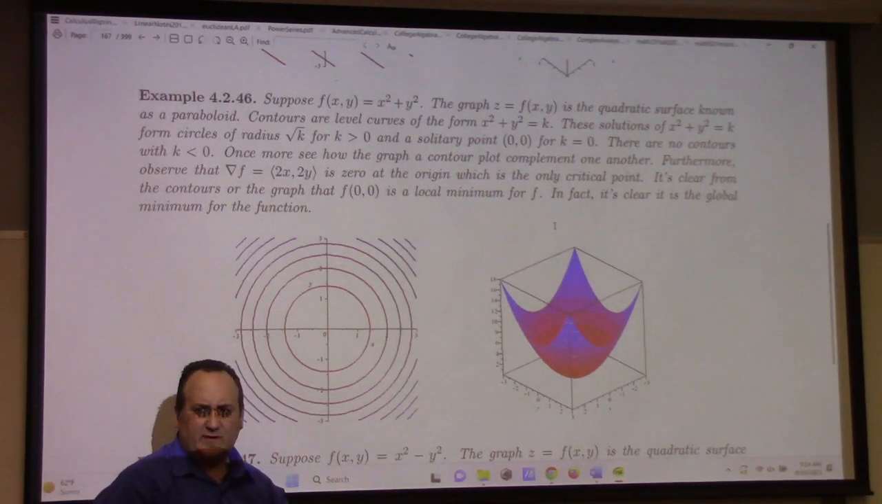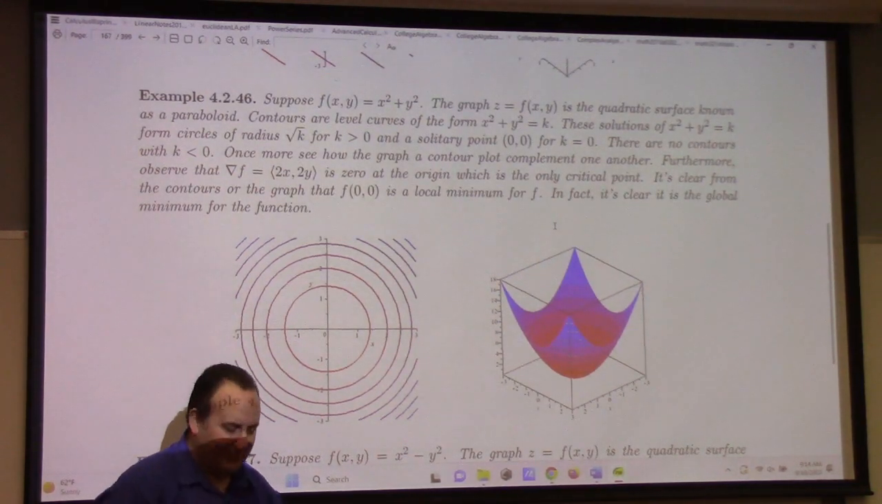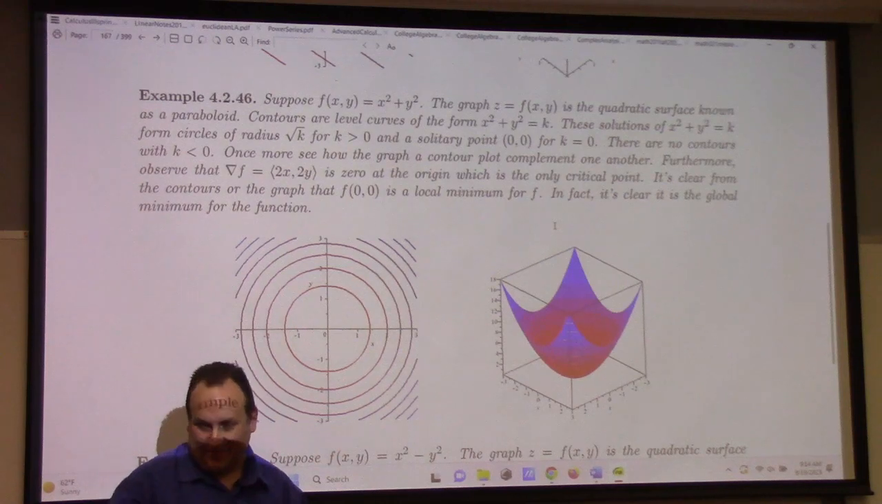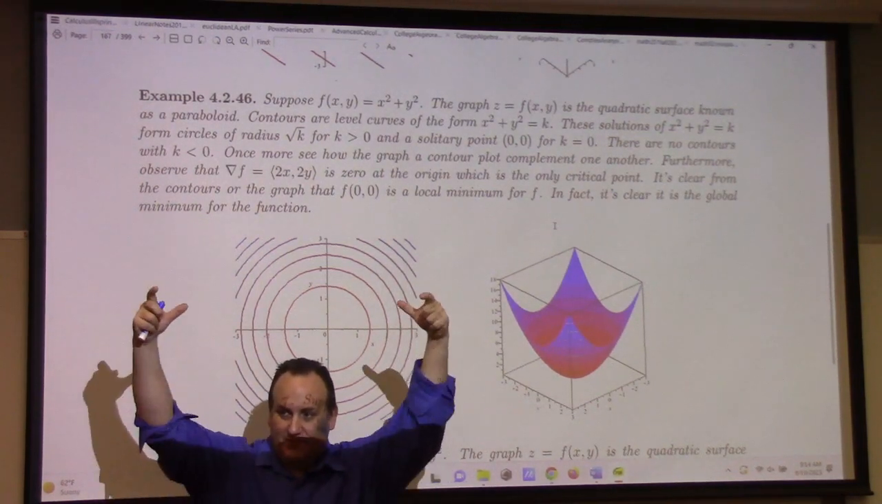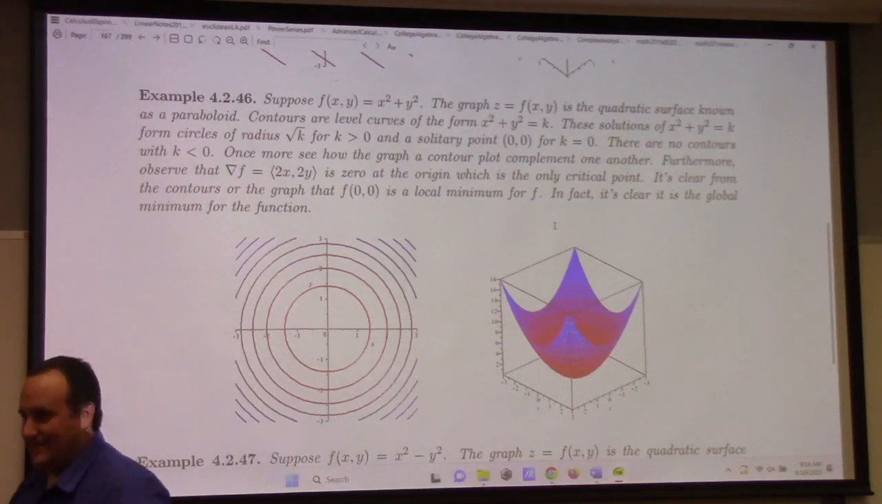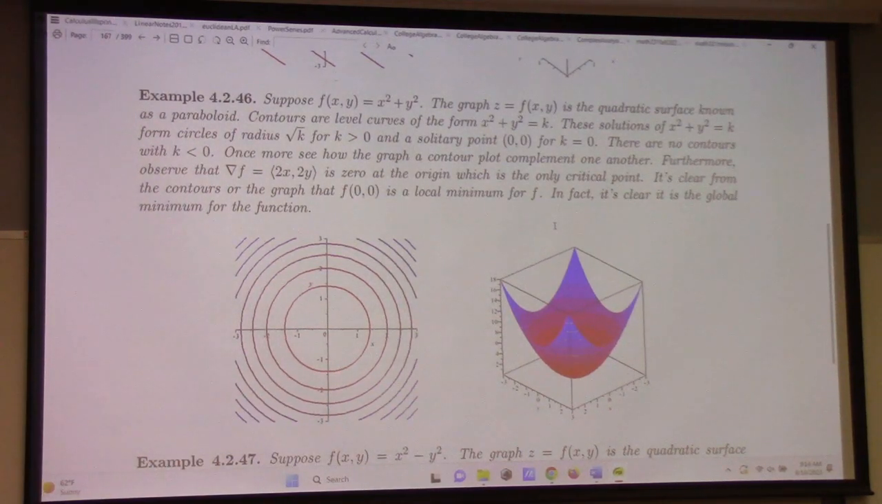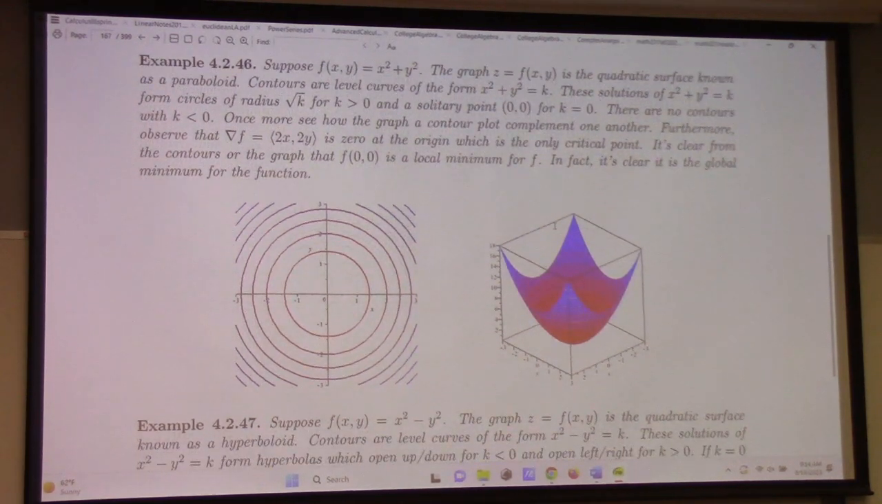You guys ever seen Stargate? Nobody's seen Stargate. So you know what I'm talking about. There's this thing where they've got these rings and they just kind of go whoop, whoop, whoop, whoop. It's like that. Well, at least there was one. It counts. Anyway, you don't need to see Stargate to understand level curves.